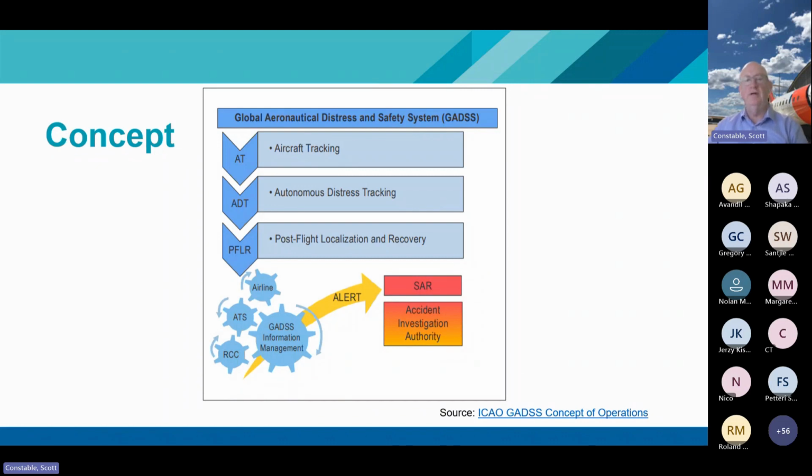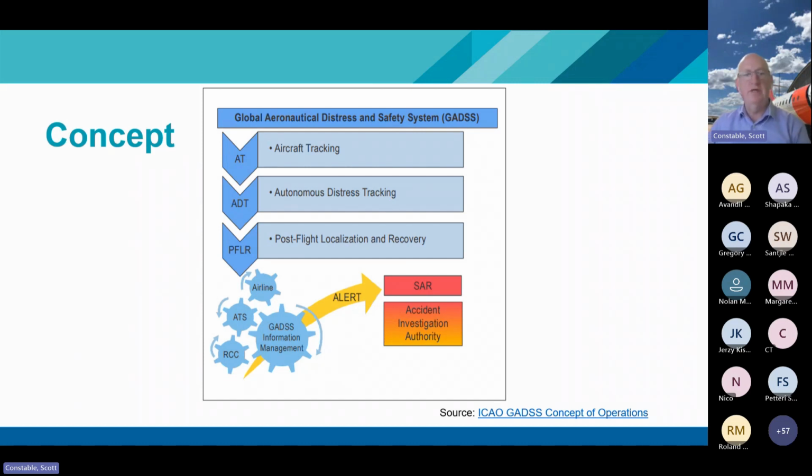So that's a concept diagram which tries to encapsulate the components of the GADSS. You can see there at the top you've got an aircraft tracking component, which I'll discuss a bit further on, an autonomous distress tracking or ADT component, and a PFLR, which is the post-flight localization and recovery. That last part is basically a joint search and rescue and accident investigation component.